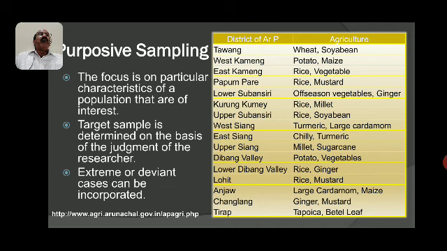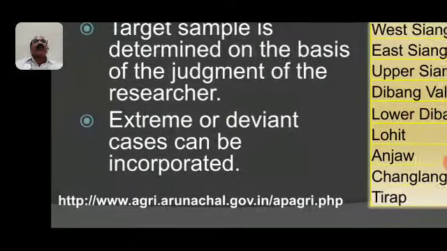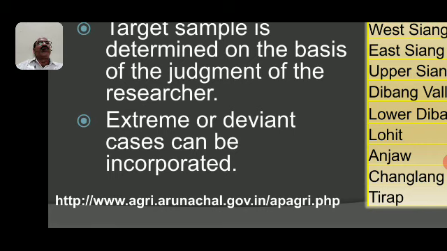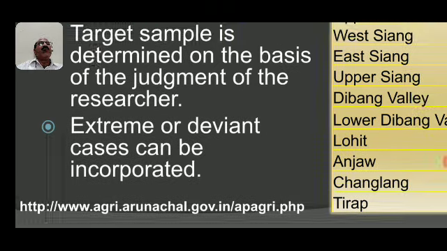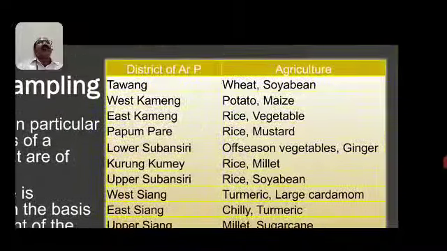So there are many agricultural types, or crops cultivated: wheat, soybean, potato, maize, rice, vegetables, mustard, ginger, millet. So instead of collecting data of all types of crops from all the districts, I can select the major crops or the dominant crops in the districts. Which is available on www.agri.arunachal.gov.in, that means apagri.php. In that you will find the district-wise major crops.